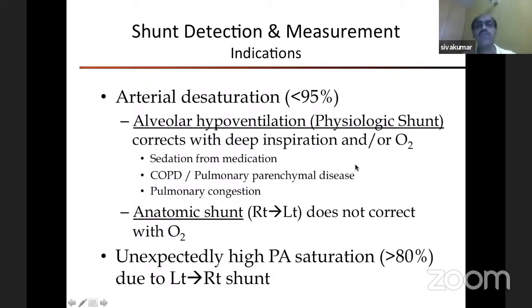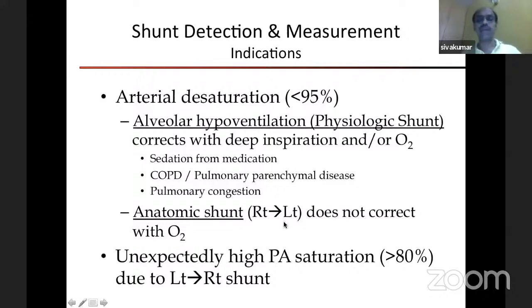Now coming to the left side, arterial desaturation. Any arterial desaturation less than 95% can have two reasons. One is alveolar hypoventilation, which is called physiological shunt, which means the pulmonary vein itself is low. It can be due to sedation, pulmonary disease, or pulmonary congestion, as in a large VSD or large PDA, or a patient with mitral stenosis or left ventricular failure.